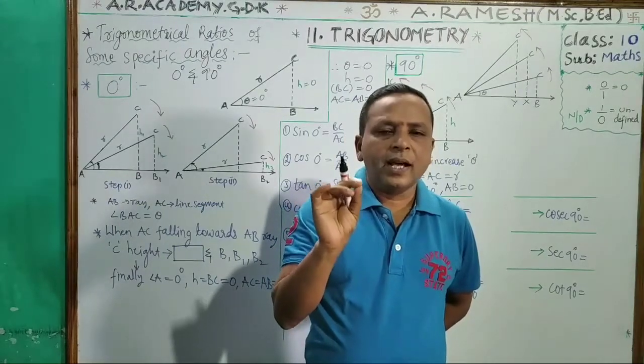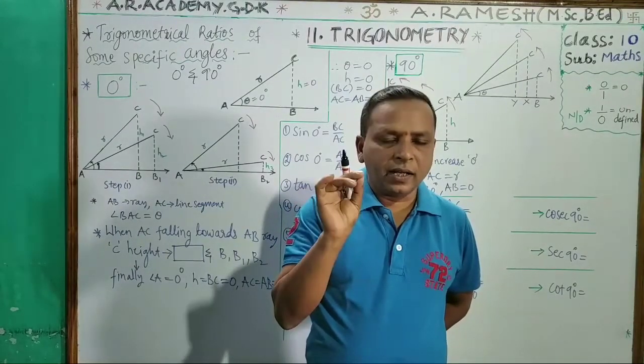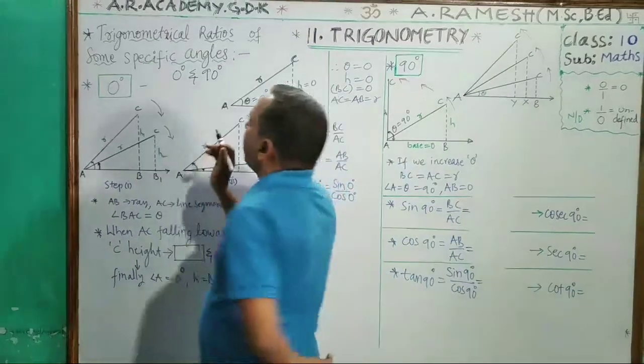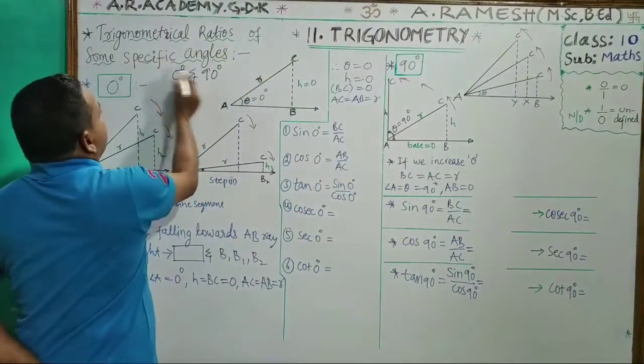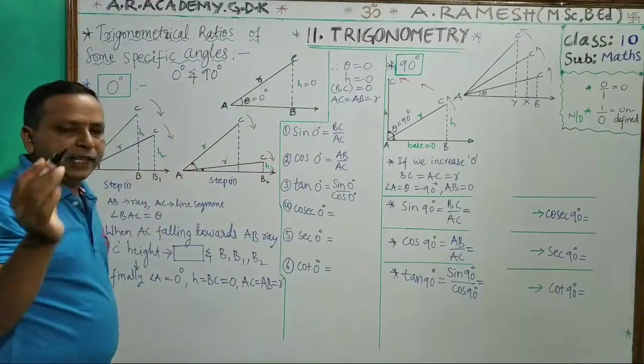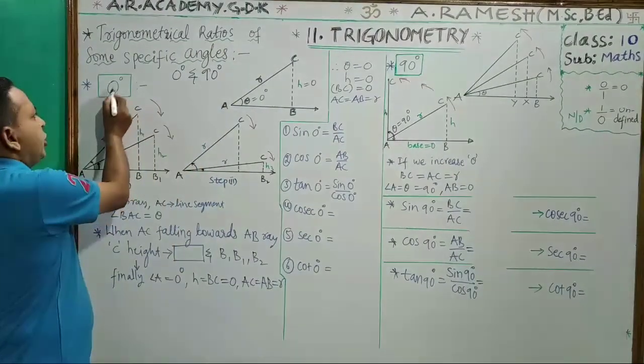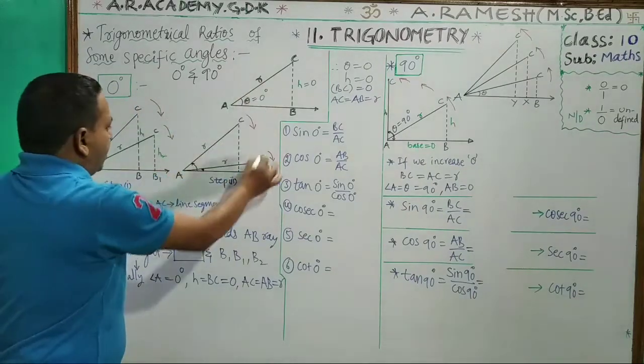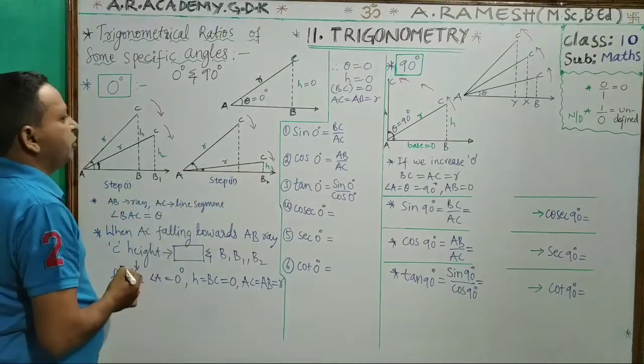Please concentrate and look at the board and write whatever you like. Trigonometrical ratios of some specific angles, 0 degrees and 90 degrees. In that, first we will discuss 0 degrees. Children, here you observe these 3 diagrams.